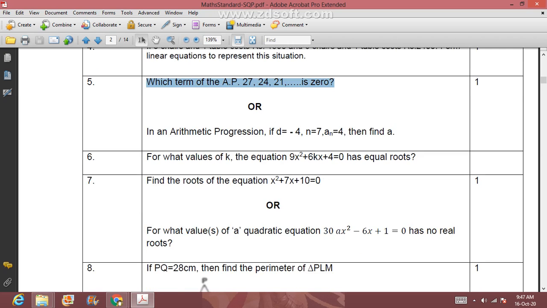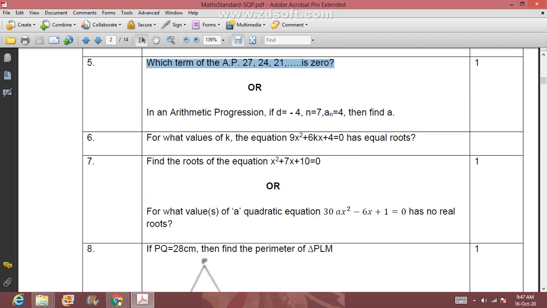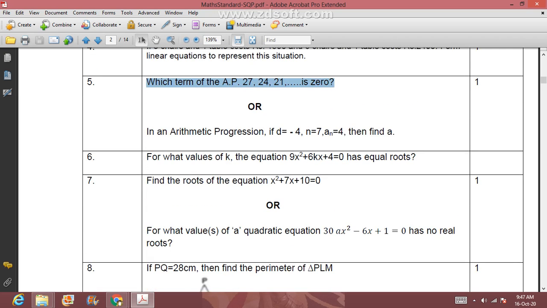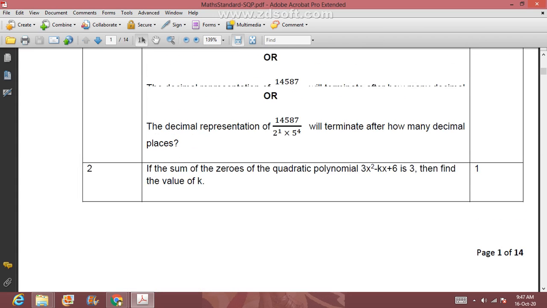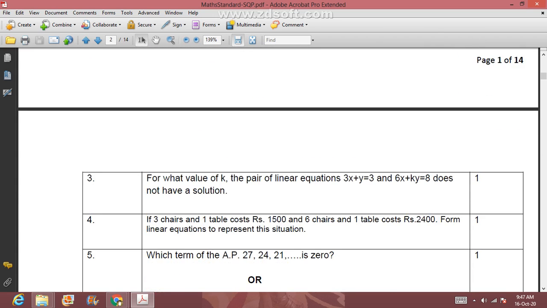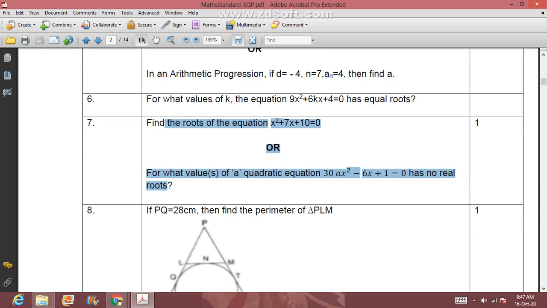Roots of the equations, here it is internal choice. For question number 5 and question number 7, they have given the internal choice. Question number 6 is a compulsory one, not any internal choice. Earlier it was for question number 1 also. 1, 5, 7.